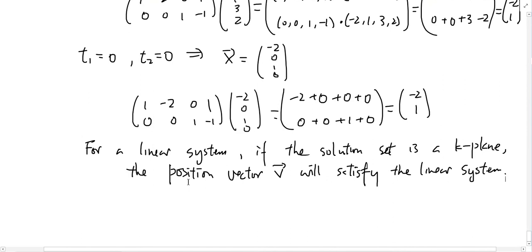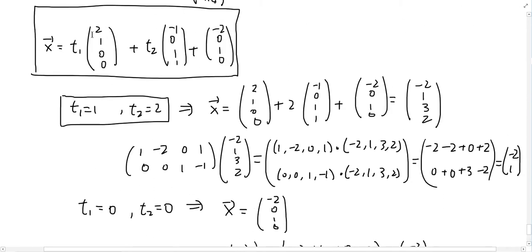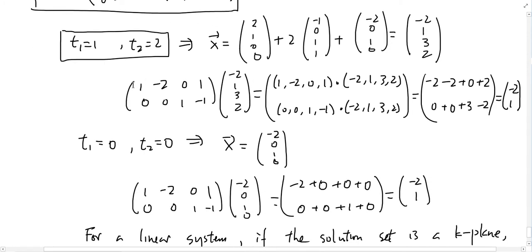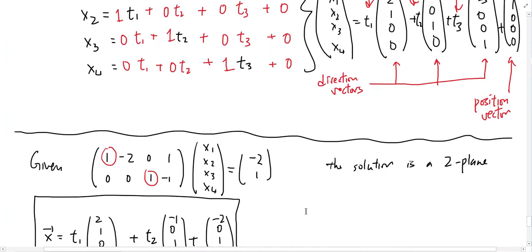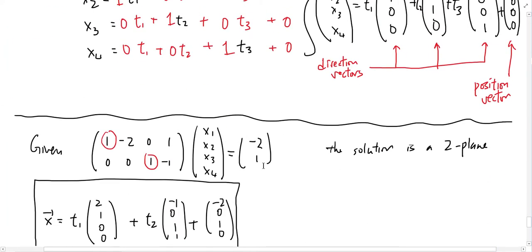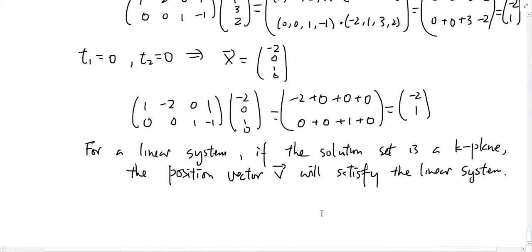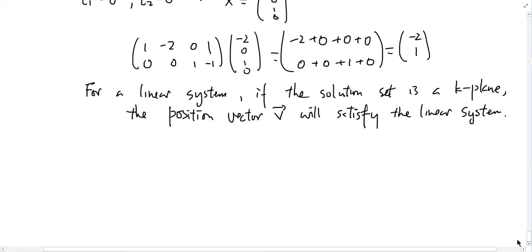So what I'm going to ask you to do is the following. Take the two direction vectors, (2, 1, 0) and (-1, 0, 1, 1), and plug them into this system right here. See, does it come out to be (-2, 1), or does it come out to be something else? So I'm going to ask you to go ahead and do that.